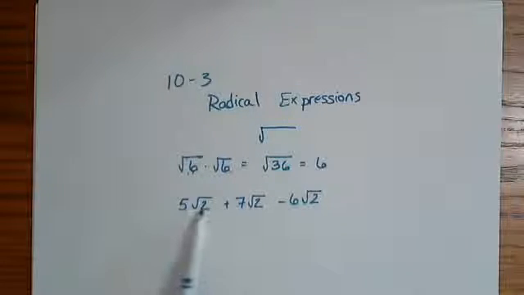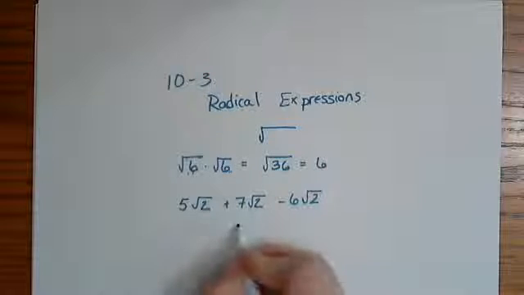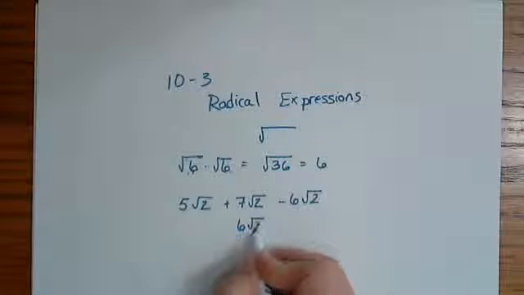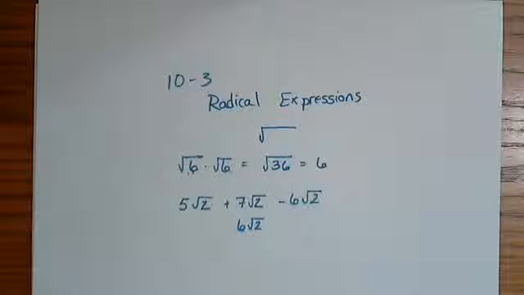So we have 5 root 2 plus 7 root 2 minus 6 root 2. Well, 5 plus 7 is 12. 12 minus 6 is just 6. So that answer will be 6 root 2. That's not so hard, is it?